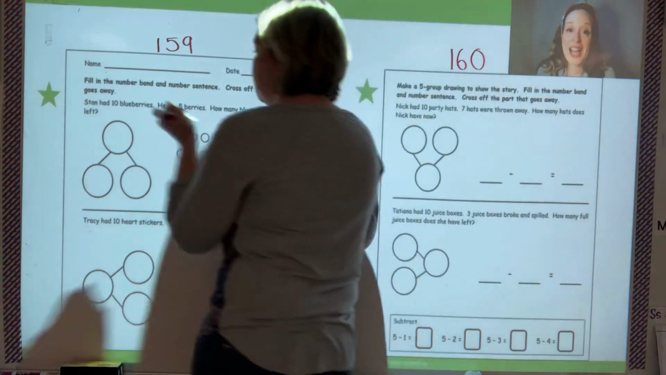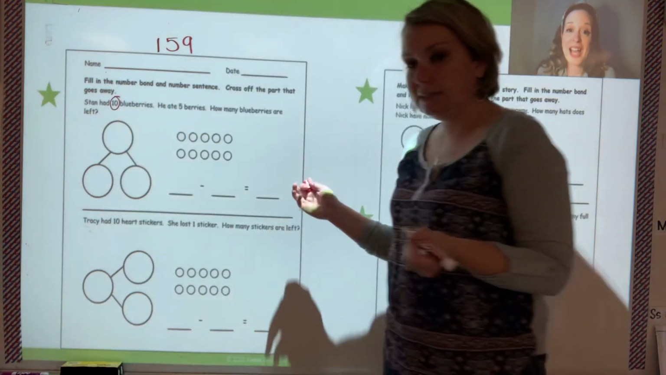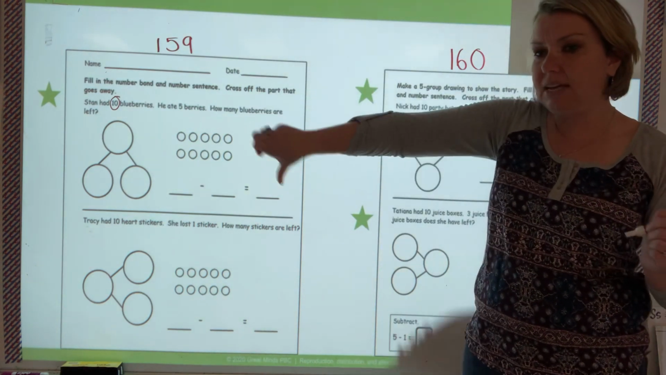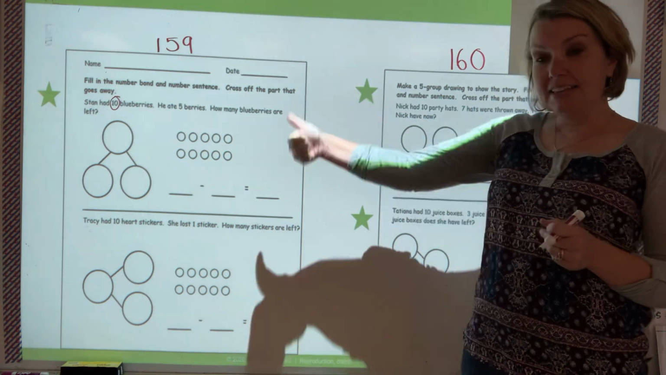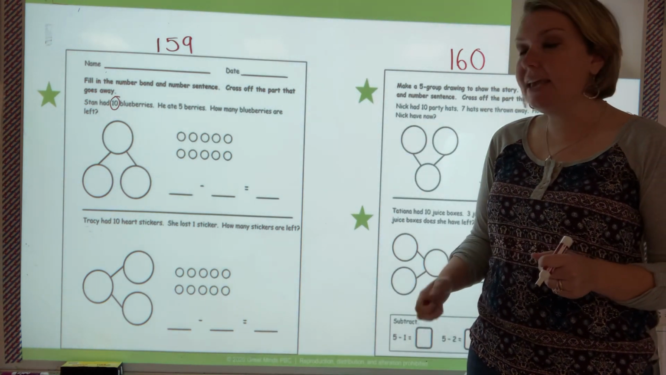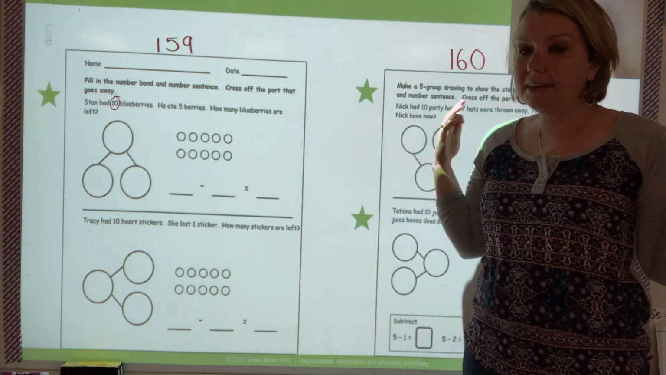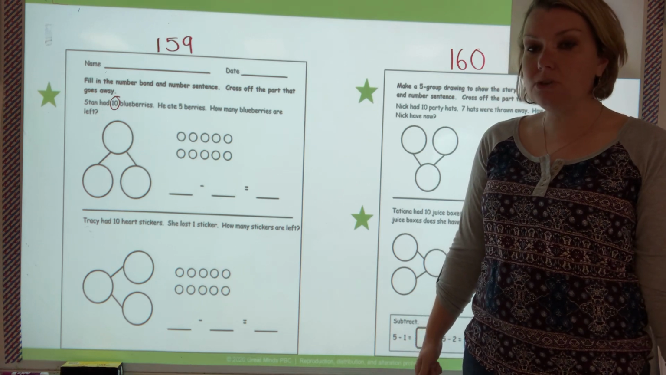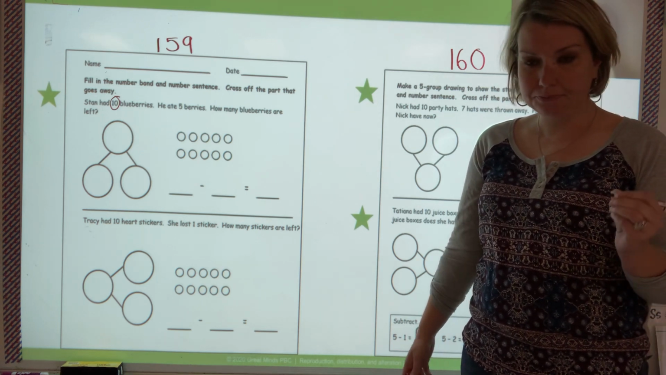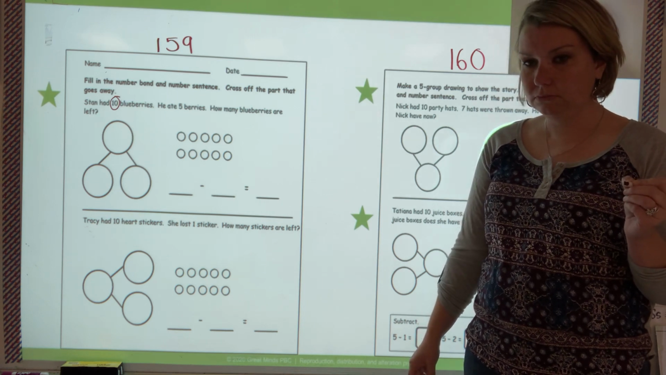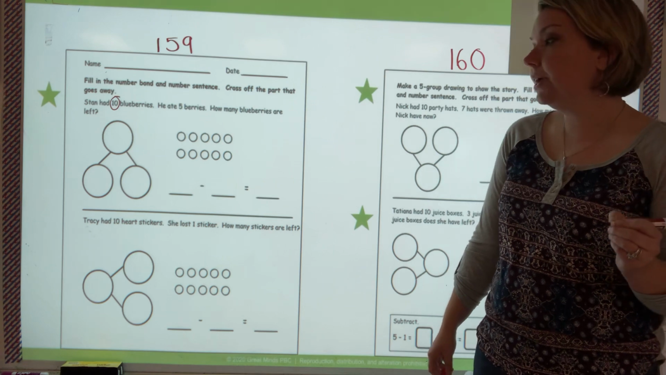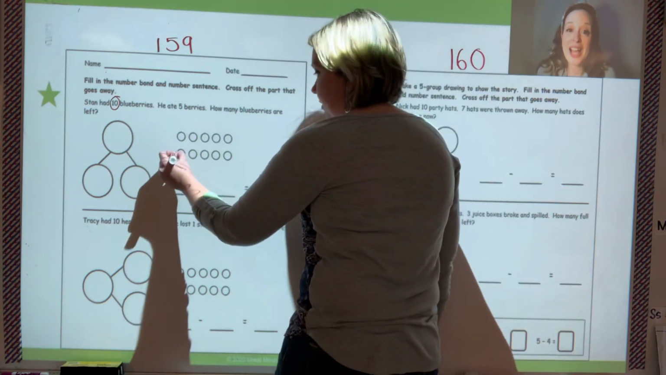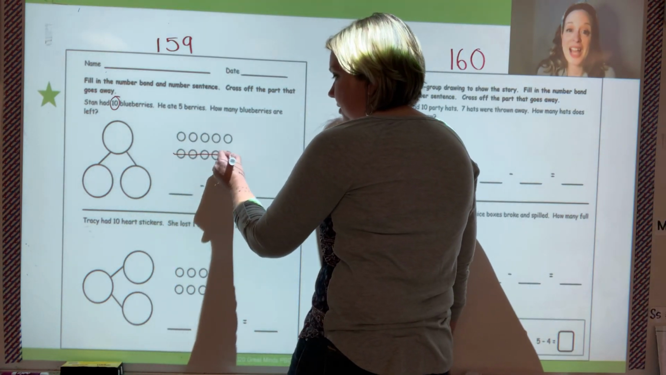Stan had 10 blueberries. Do we have a picture that shows that Stan had 10 blueberries? Thumbs up if we do, thumbs down if we don't. Yes, we do. He ate 5 blueberries. What can I do to show that he ate 5 of the blueberries? Russell? Cross out the 5 blueberries. All right, Russell. I'm going to do that. I'm going to cross out the bottom 5, but you could cross out a different one. 1, 2, 3, 4, 5.